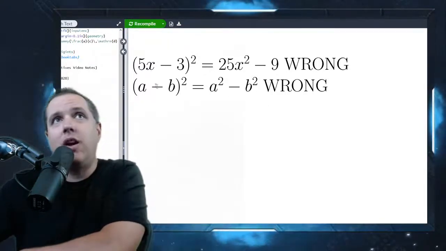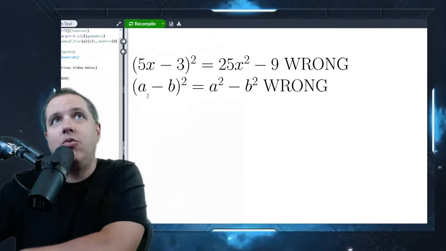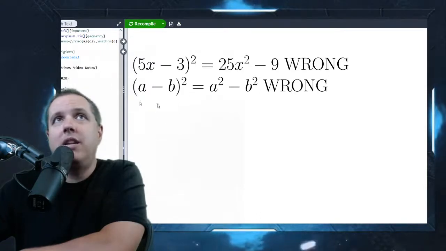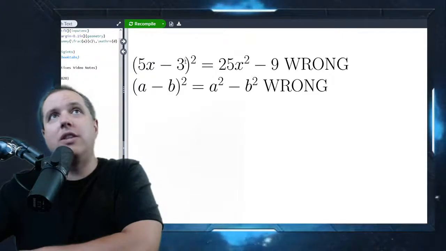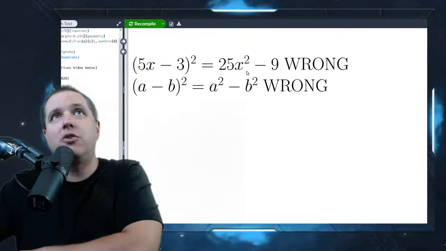Take any numbers you want. Take any positive numbers you want and stick them in here. 5 and 7 and 4 and 3. Put any numbers you want in there. A minus B squared does not equal A squared minus B squared. But you will regularly see students do this where they just take each term and square it. Do not do that. Okay?